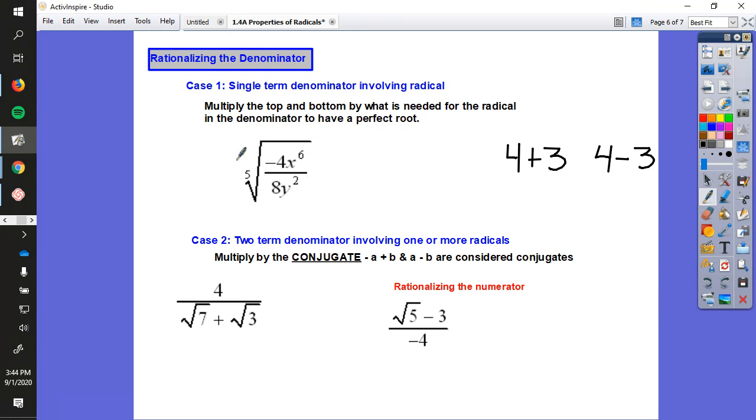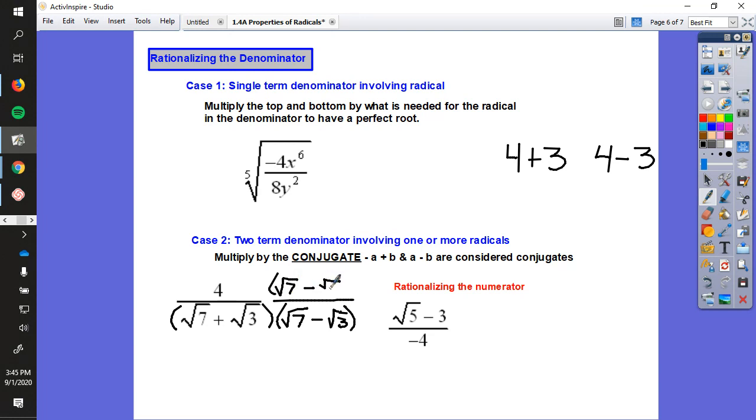So when it's a single term, what do I have? What do I need? When it's two terms, no brainer, just use the conjugate. So the conjugate of the square root of 7 plus the square root of 3 is the square root of 7 minus the square root of 3. And whatever you do to the bottom, make sure to do the top.